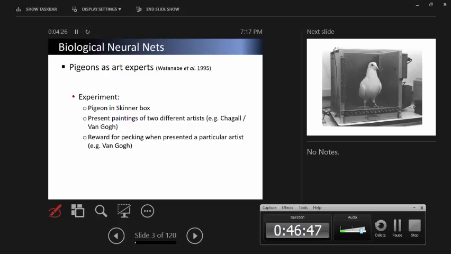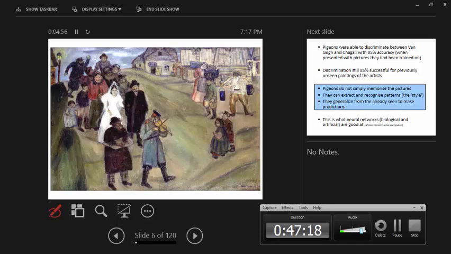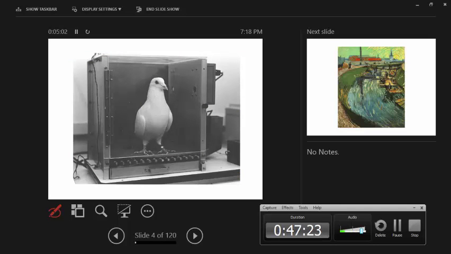The experiment was conducted in this way. A pigeon is in a box and presented paintings. In this particular experiment, two paintings, one by Chagall and another one by Van Gogh. You all know, right? For example, whose painting is this? Chagall or Van Gogh? Van Gogh. This? Chagall, right? Both had painted in France.